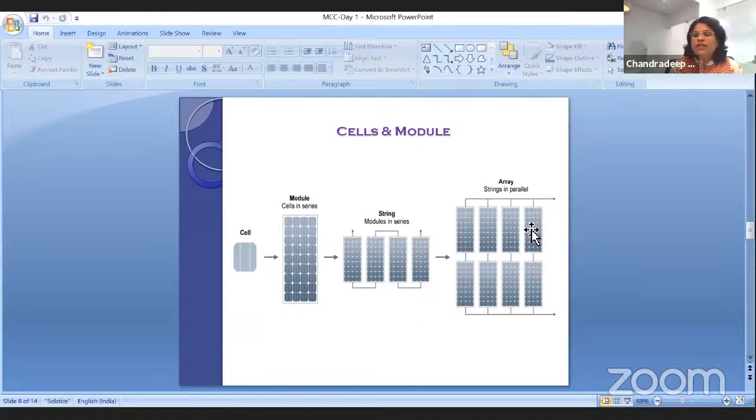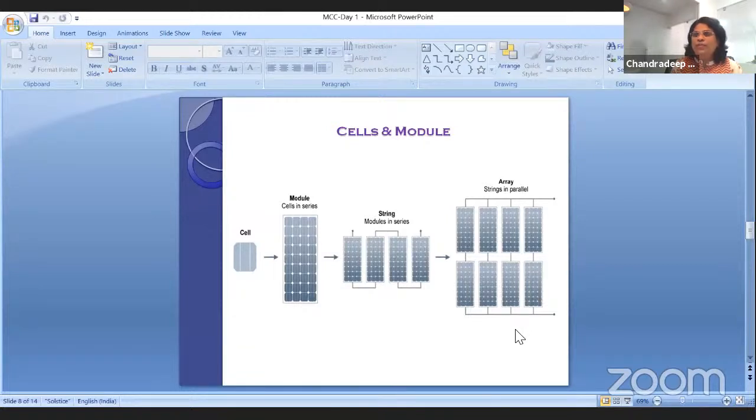If modules are connected in series and also in parallel, you can see these two are connected in series, these two are connected in series, these two are connected in series. And string 1, string 2, string 3 and string 4. The four strings are connected in parallel. You can see all the positives on one side, so we call it an array.